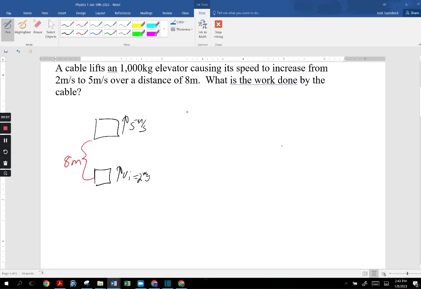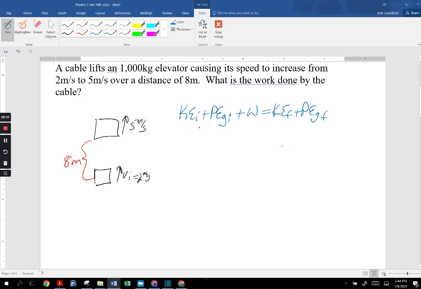Anyway, here's where you start. You write kinetic energy initial plus potential energy due to gravity initial plus work equals kinetic energy final plus potential energy due to gravity final. And here are the questions you ask. The whole point of this is just to cross out things you don't need.